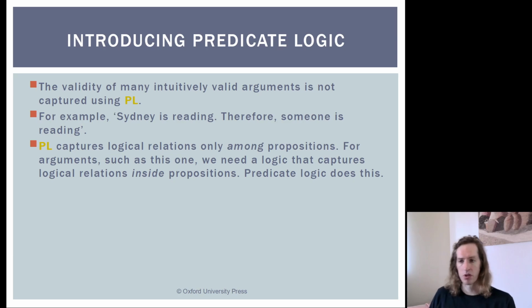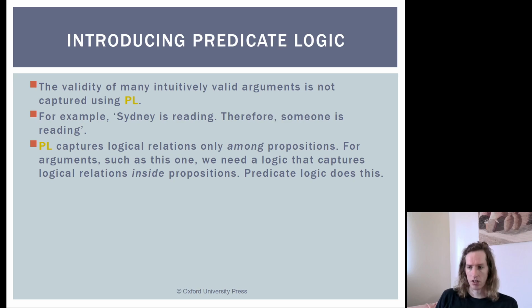So here we have an example of why predicate logic is useful in ways that propositional logic is not. If I say Sydney is reading, and then therefore someone is reading. In propositional logic, we would just say S for Sydney is reading, and maybe R for someone is reading. So in that case, we just have two different statements that aren't intuitively related to each other. There's nothing that captures the relation between Sydney reading and someone is reading.